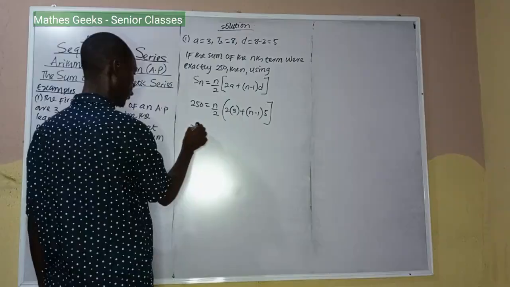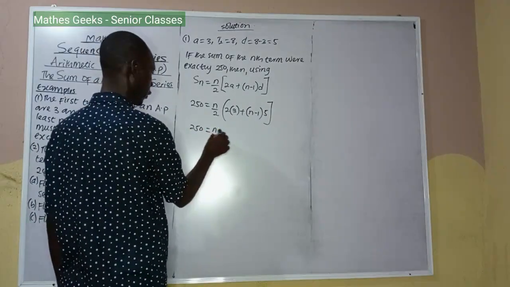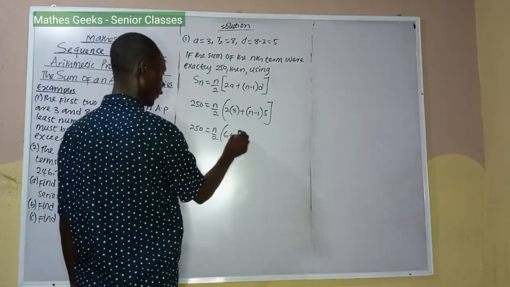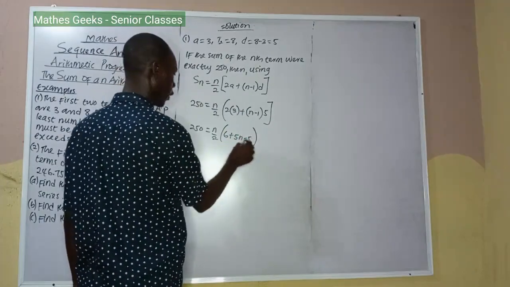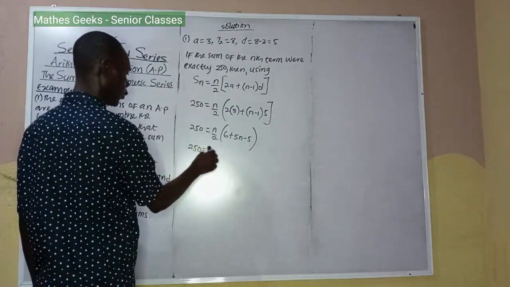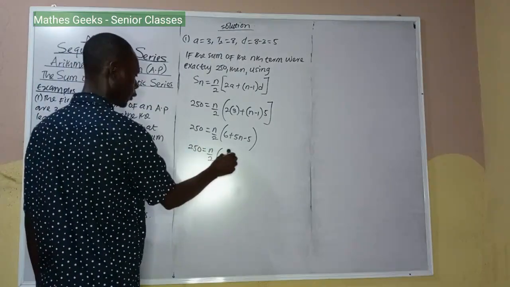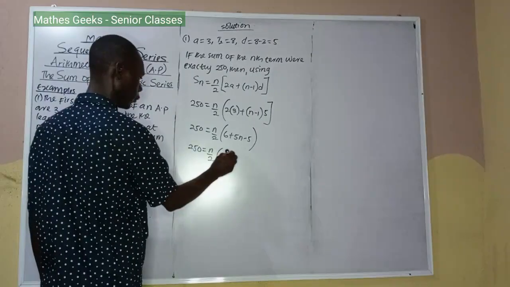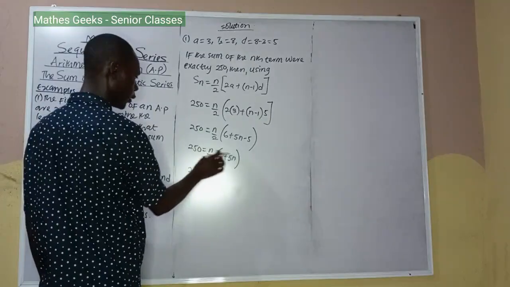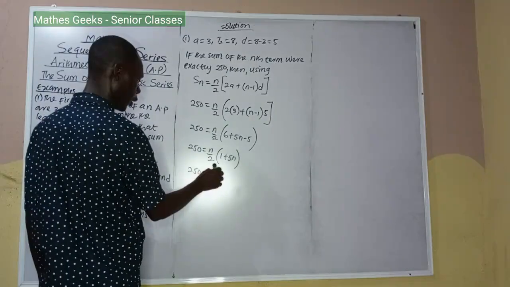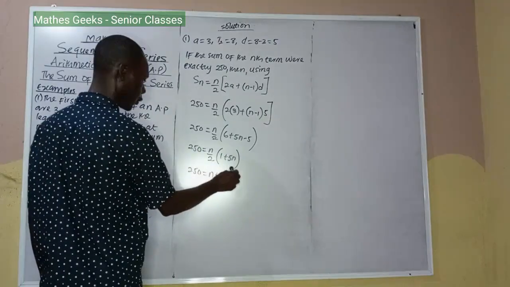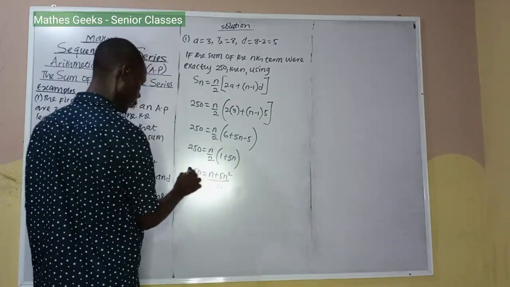So 250 is equal to n over 2 times 6, plus 5 times n gives 5n minus 5. 6 minus 5 gives 1. So 250 is equal to n over 2 times 1 plus 5n. N times 1 gives us n, n times 5n gives us 5n squared, over 2.